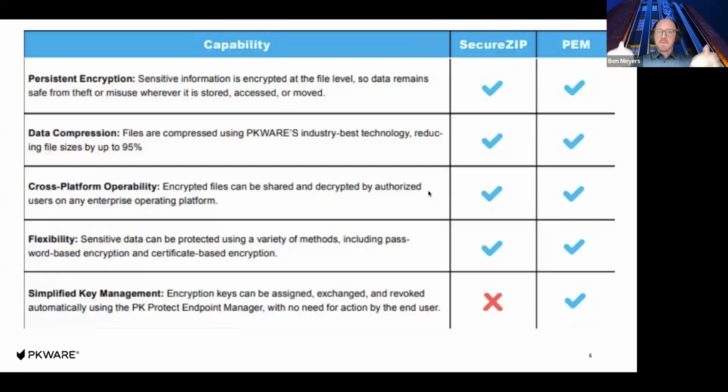So just diving into these a little bit further. SecureZIP and PK Protect are still going to offer you that encryption, the compression, the cross-platform operability, and the flexibility in terms of using certificate-based encryption. That's typically used in SecureZIP or PGP or OpenPGP. It gives you all those same things.